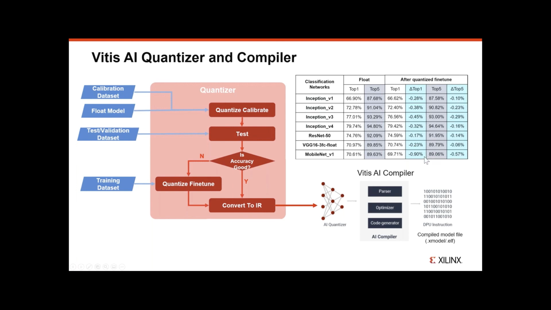Now with fine tuning, we can achieve much better accuracy for MobileNet v1. Some other models like MobileNet v1 may require a bit of fine-tuning because they use special operators like depthwise convolution, which are a bit more difficult to quantize.